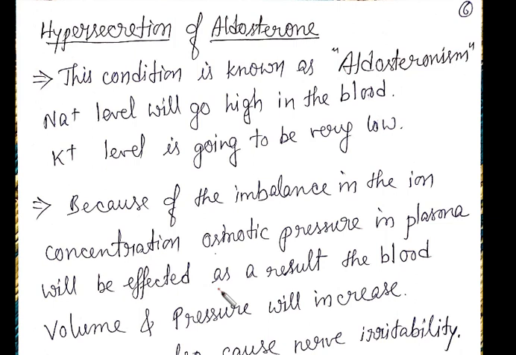Because of the imbalance in the ion, it is going to affect the osmotic pressure of the plasma. And what will happen as a result? As a result, the blood volume will increase, and it will also increase the blood pressure. So because of the change in the osmotic pressure in the plasma, blood volume will increase first. Then because the volume is increasing, the blood pressure would also increase. And this imbalance in the ion can also cause nerve irritability.